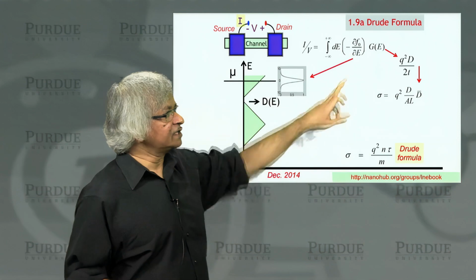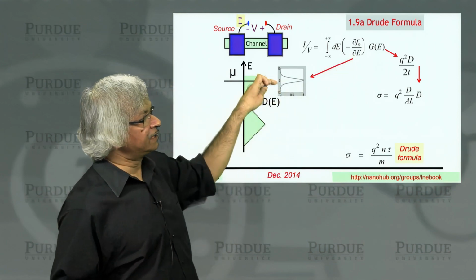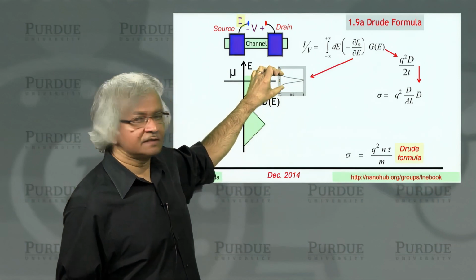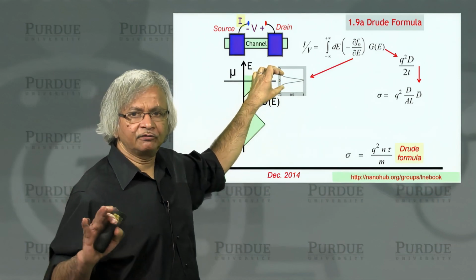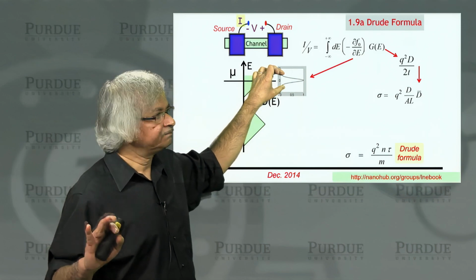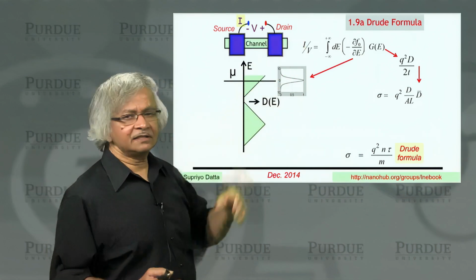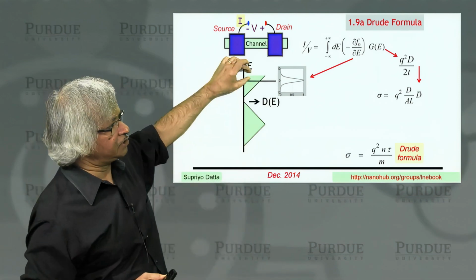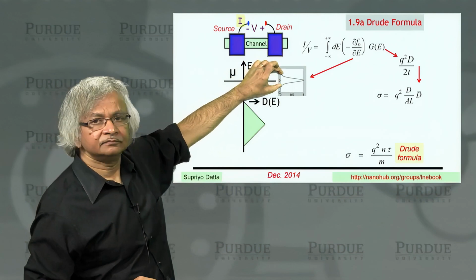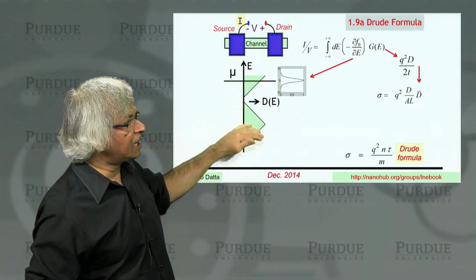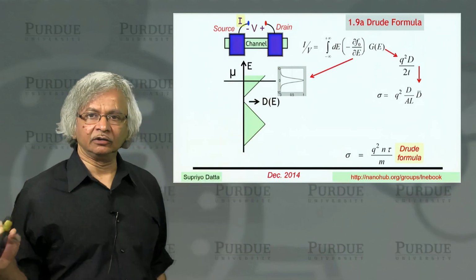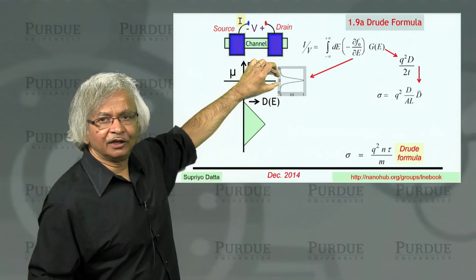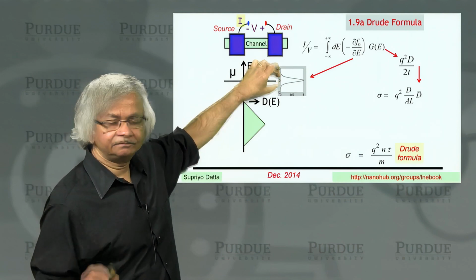And what does that derivative look like? Well, it has a peak right around the electrochemical potential, and the width of this is of the order of a couple of kT, a few kT. So the point is that the conductance is determined entirely by the properties of electrons in a narrow energy range right around mu. What is down here doesn't matter at all. Current flow is determined by electrons only in this small energy window.